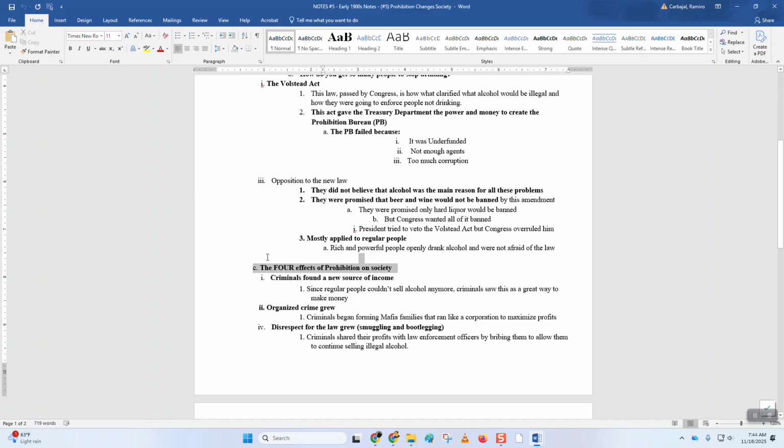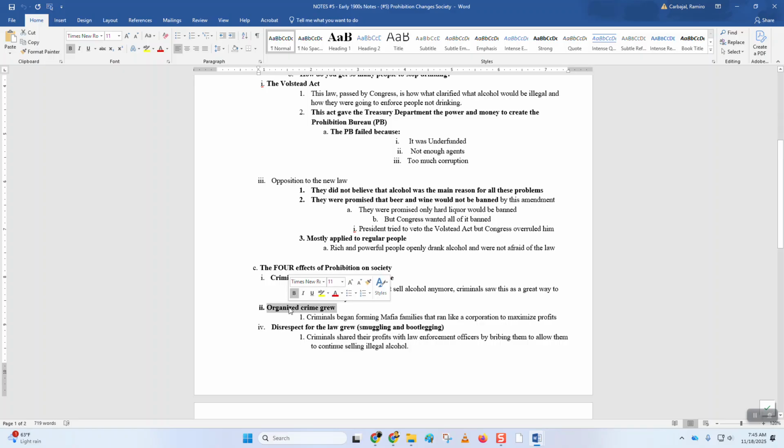There were 4 major effects because now alcohol was illegal, and some of these effects were not seen when they passed it. They thought, we get rid of all these problems, and what they did is bring other problems. Because, 1, criminals found a new source of income. If alcohol cannot be sold at bars anymore, if it can't be sold at the stores anymore, somebody's going to sell it because people still want to drink, and criminals thought, this is perfect. This is a way for us to make money.